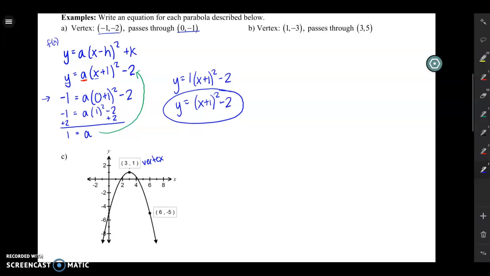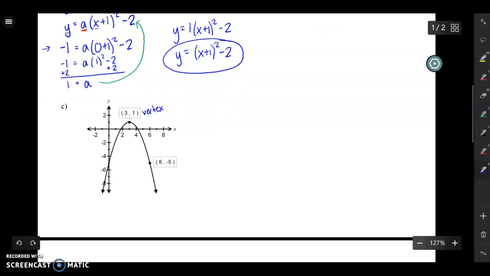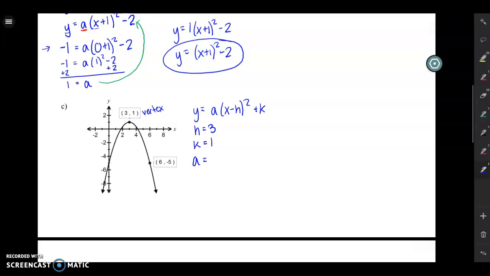I'm going to start this a little differently than the last one. I'm going to write out the vertex form: y = a(x - h)^2 + k. I'm just going to start writing out the information that we do know. Because the vertex is (3, 1), I know that h is 3 and I know that k is equal to 1. What I need to figure out is what my a value is. So I'm going to come over here on the right and plug in everything that I know. I know that my h is 3 and that my k is 1.